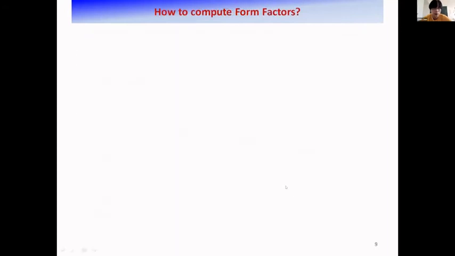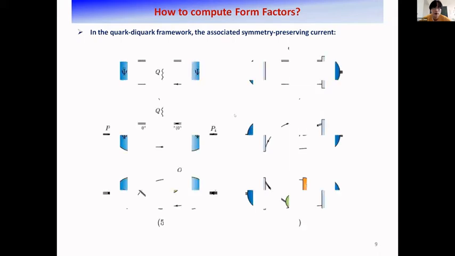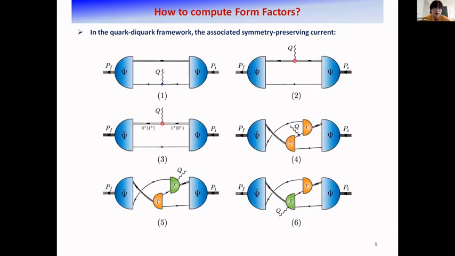Now, the question is how to compute form factors. In the quark-diquark framework, the associated symmetry-preserving current can be expressed in these 6 diagrams. Diagram 1 means the probe interacts with the quark inside the baryon, and in diagram 2, the probe interacts with the diquark. Diagram 3 means the probe induces the transition between the scalar and the pseudo-axial vector diquarks inside the baryons. Diagram 4 means the probe interacts with the exchanged quark between 2 diquarks.